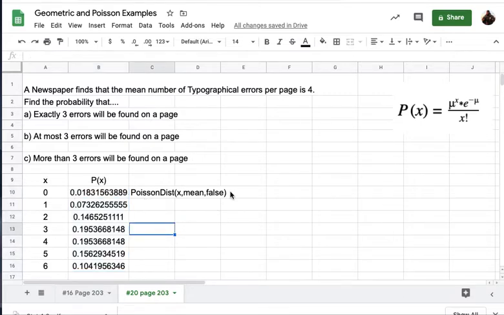So we can go ahead and answer these questions now pretty simply. Exactly 3 errors can be found on a page. Well, that's this answer right here for 3, which is 0.195.